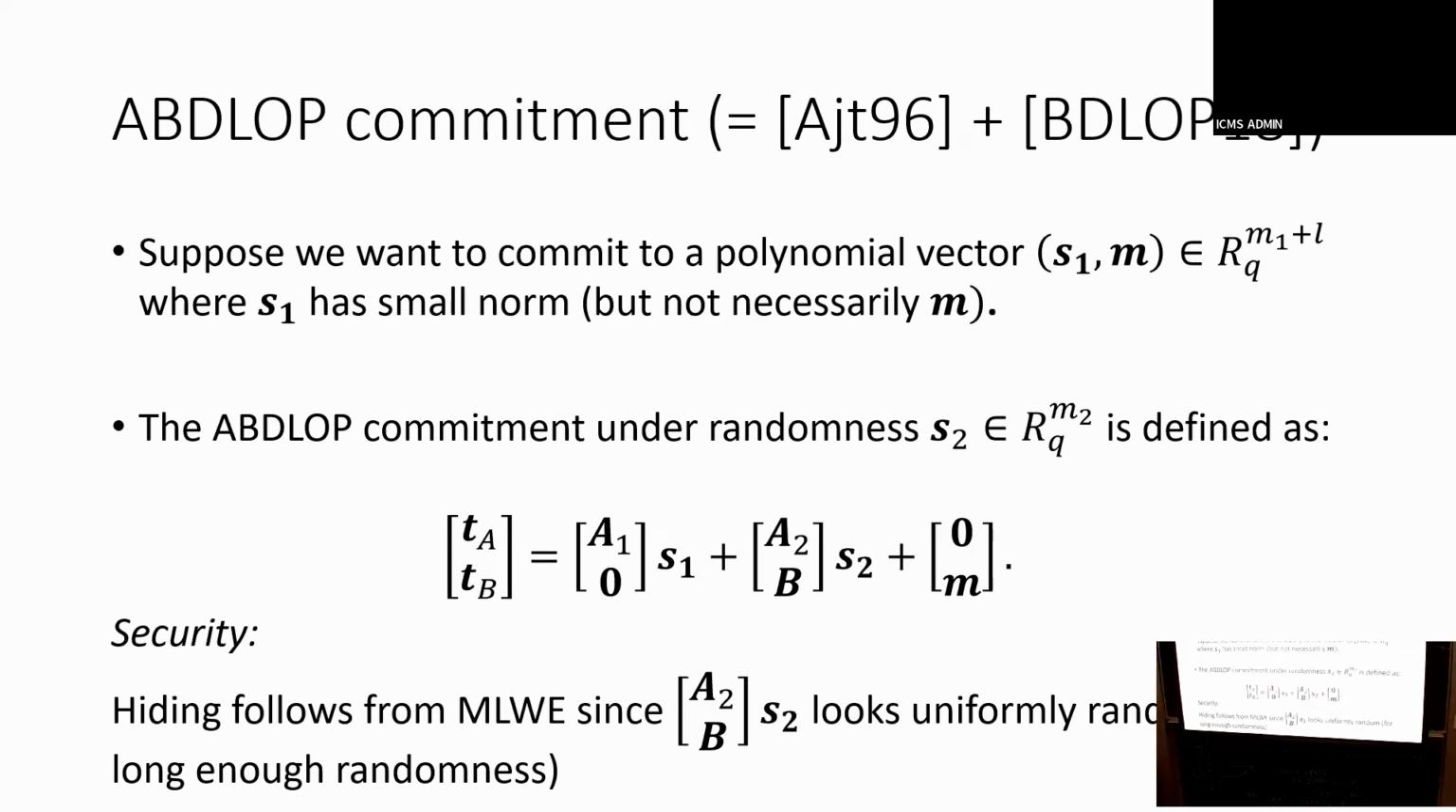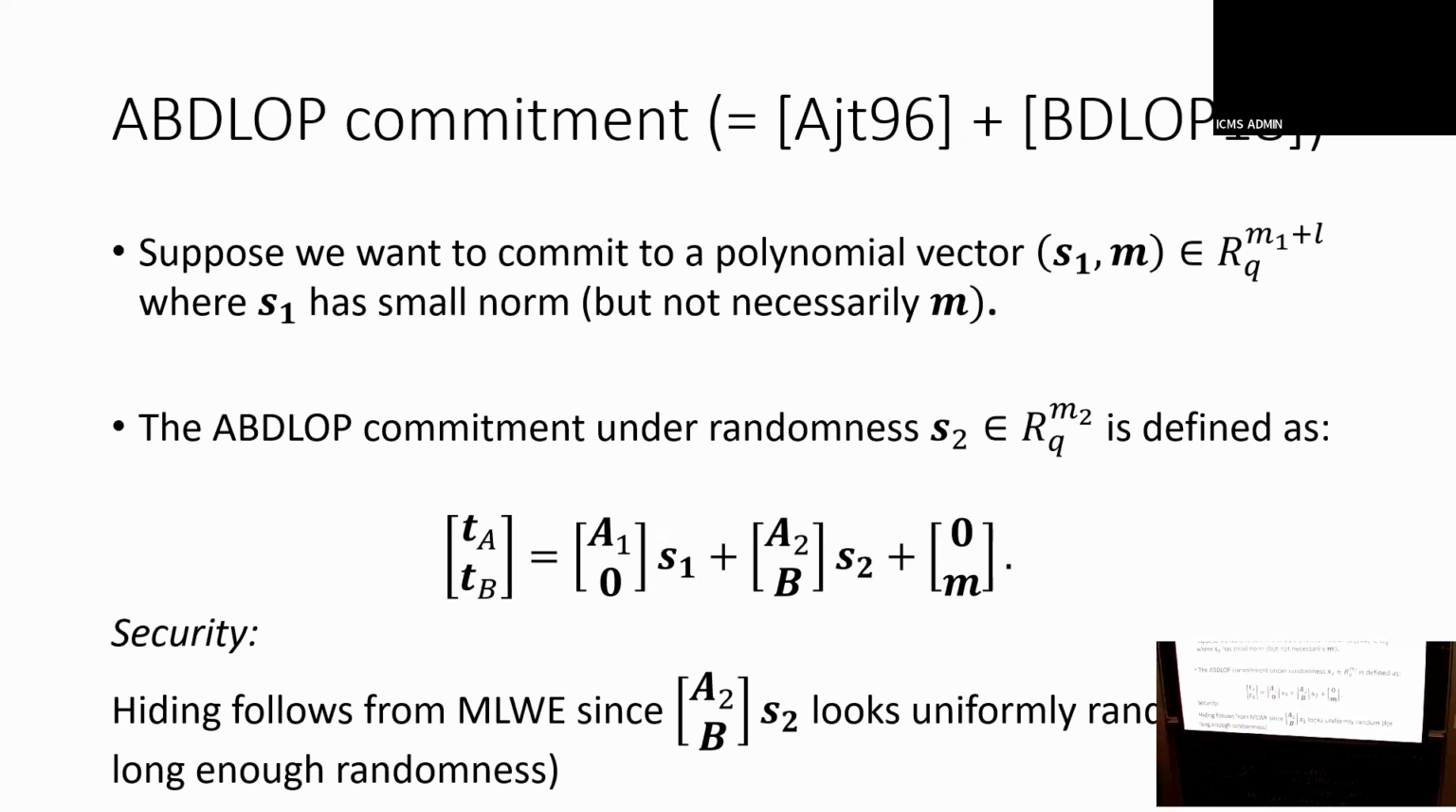Is B the randomness here? Yeah, so A1, A2, and B are random matrices. Disclaimer, this B is different from the B for approximate range groups. Okay, is it clear?